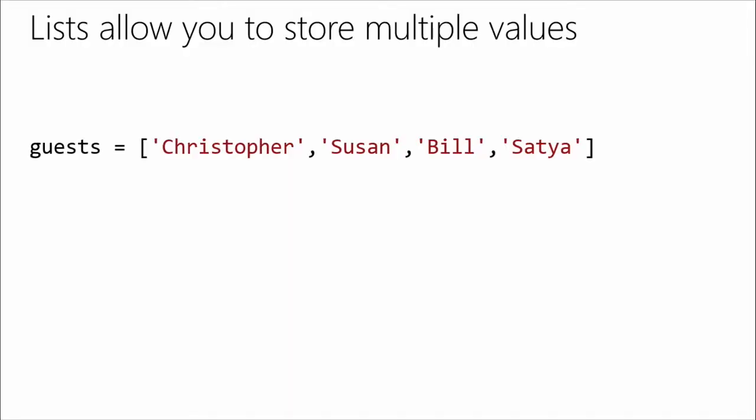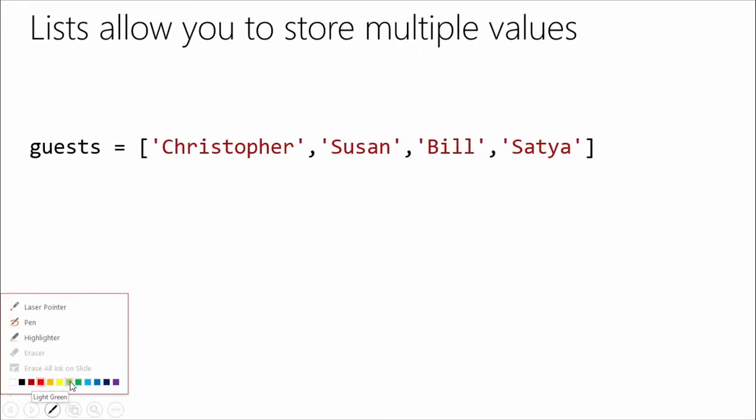So a list is the object in programming that allows you to store multiple values: the directions, the names of your guests, what you need to buy at the grocery store, whatever it is. To declare a list, the syntax is fairly straightforward.